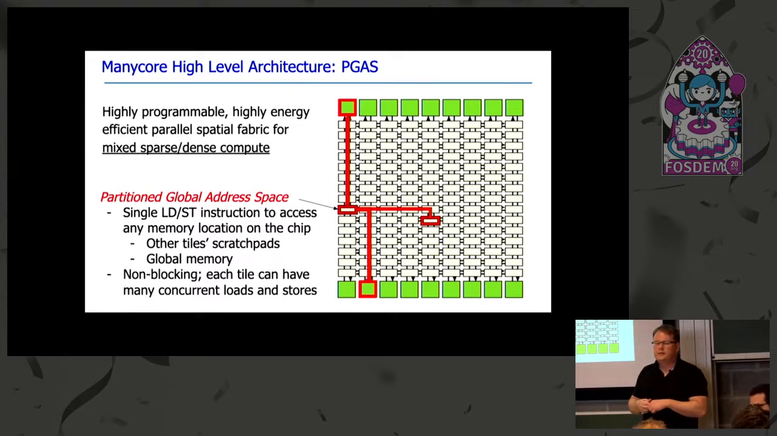And so a core can issue many repeated loads and stores, those things will go out in the network in parallel and then come back potentially out of order. And the core can continue executing instructions. It's only when it actually tries to use the register that was the result of the load instruction that it might actually stall waiting for the data.